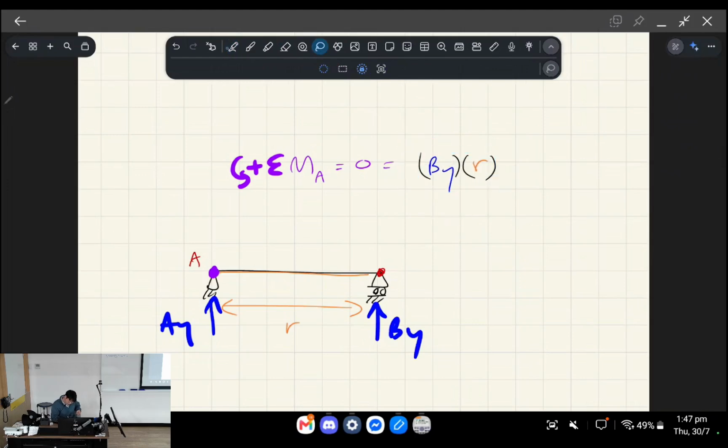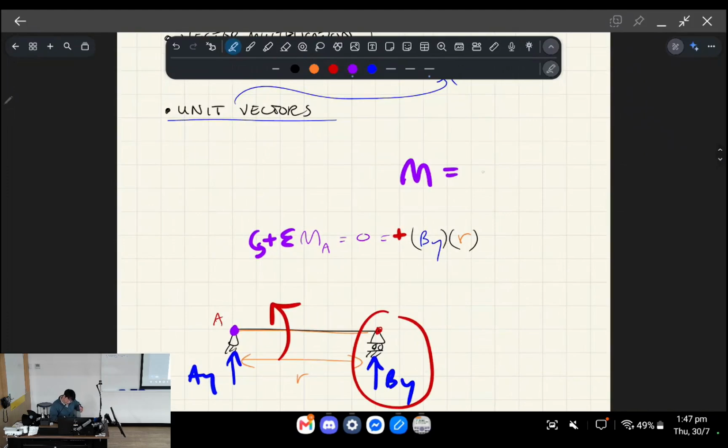And then we basically visualize whether it would cause a clockwise or counterclockwise rotation, right? So this force is going to cause a counterclockwise rotation, and therefore this value is going to be positive. So what we're doing here is like a moment, which is actually a force cross product a lever arm, right? But effectively we don't care that it's a cross product, because we're kind of dot producting it.